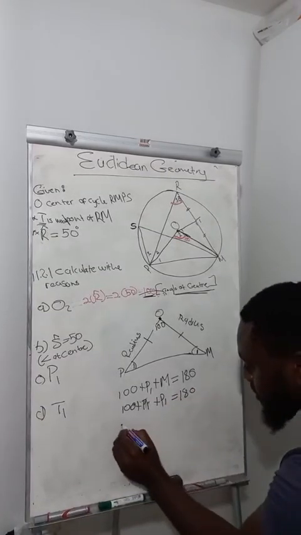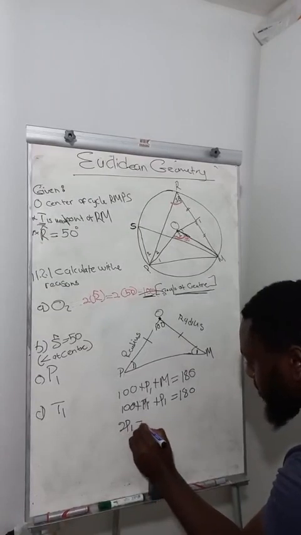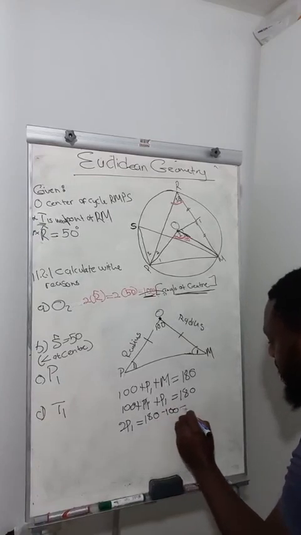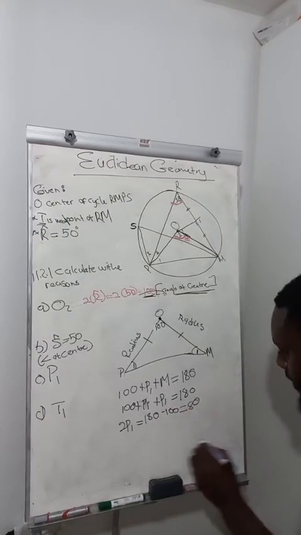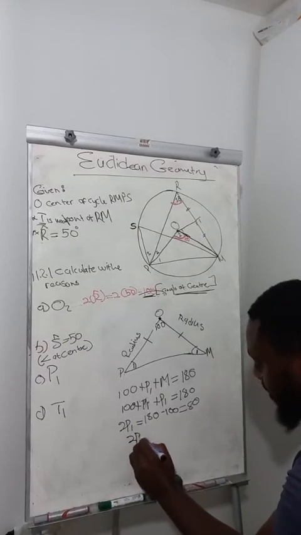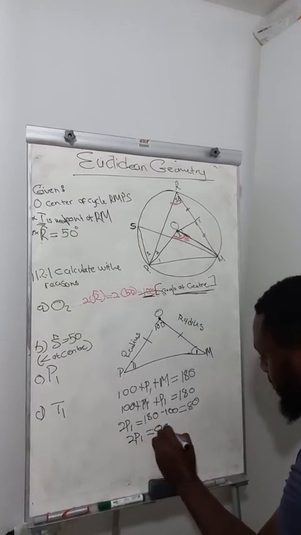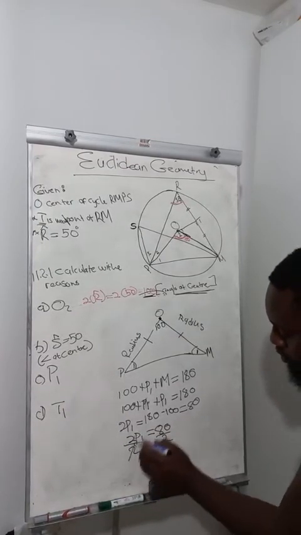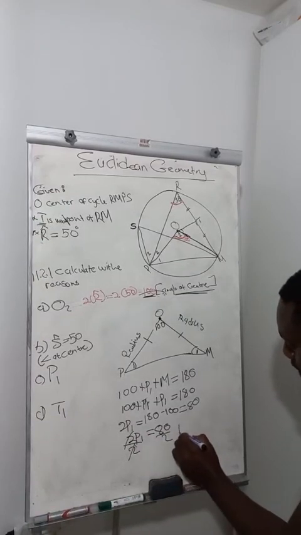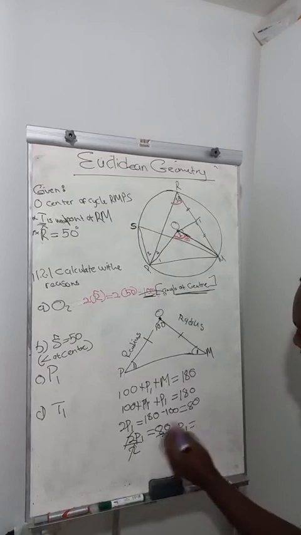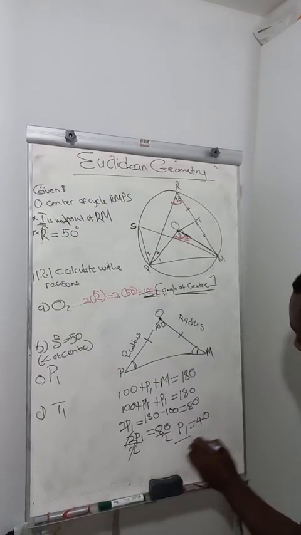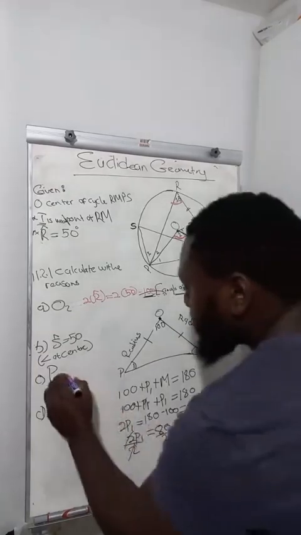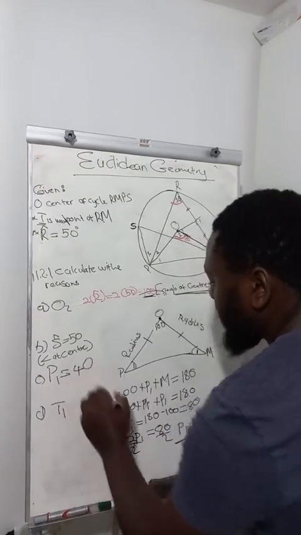So it will say 2P1 is equal to 180 minus 100, which just gives us 80. Now you have 2P1 is equal to 80. Divide by 2 on both sides, so the 2 and 2 cancel. 80 divided by 2 means P1 is equal to 40. So the value of P1 is just going to give you 40.